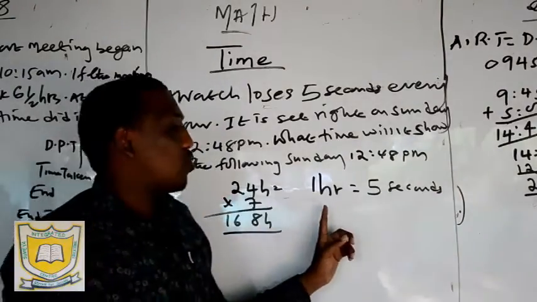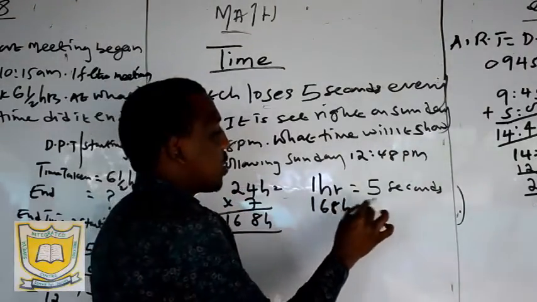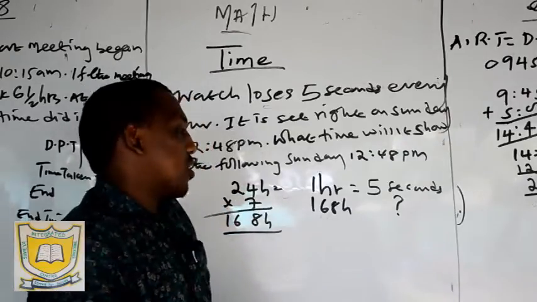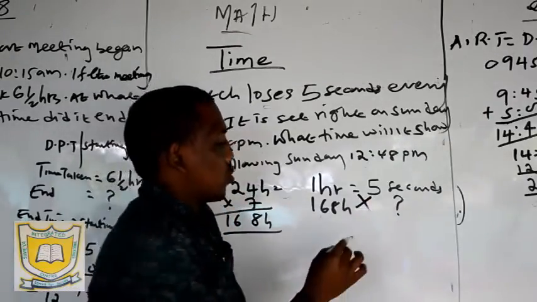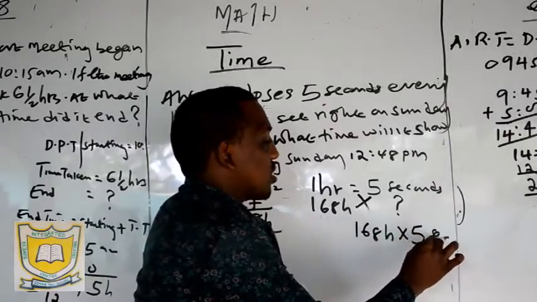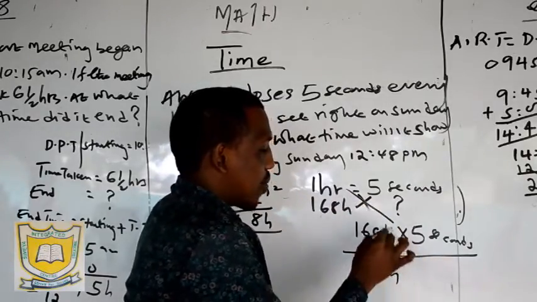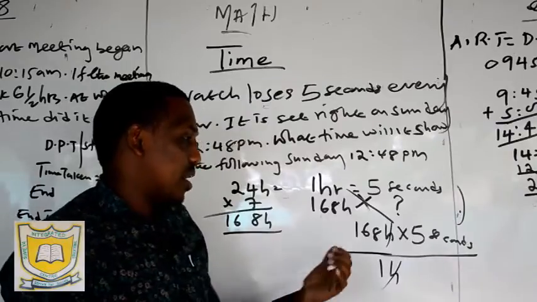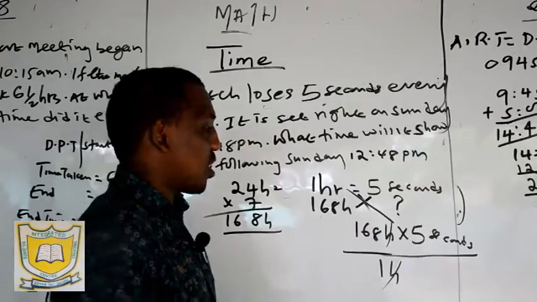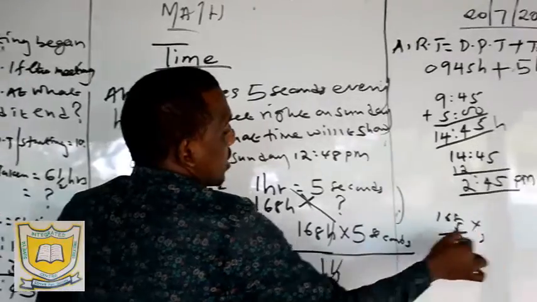So now, if 1 hour it was losing 5 seconds, what about 168 hours? How many seconds will it lose? That's what we're asking. Now, cross multiply. 168 hours multiplied by 5 seconds over 1 hour. So we multiply 168 times 5. 40 carry 4, 30, 34 carry 3. 840.